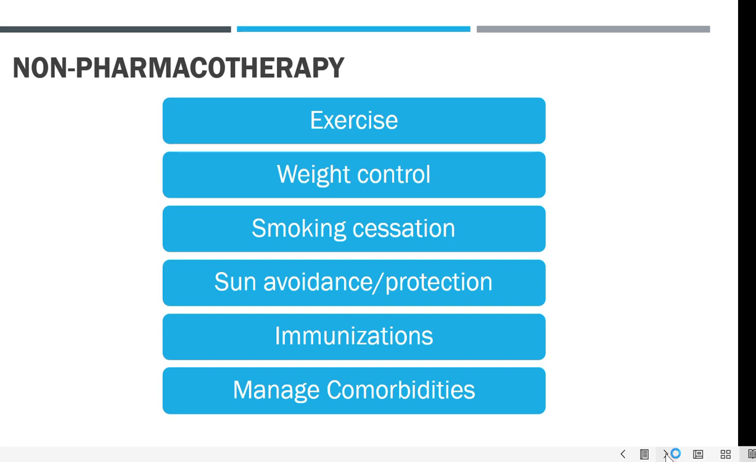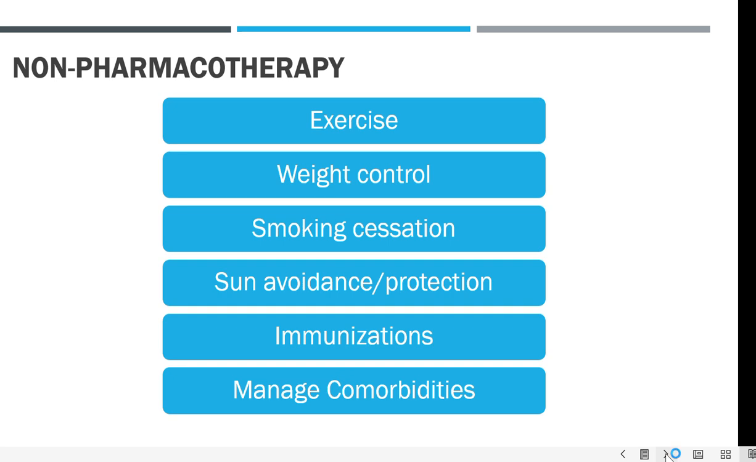It's very important to protect ourselves. Sun protection includes hats, long sleeves, staying out of the sun in the most active times of day, and using sunscreen and reapplying it after 2 hours, as well as immunizations, which we will talk about later on in this presentation.